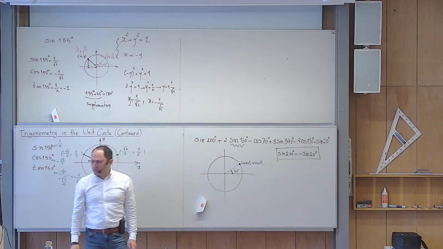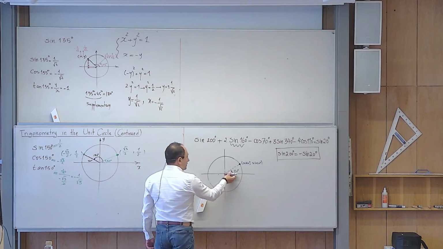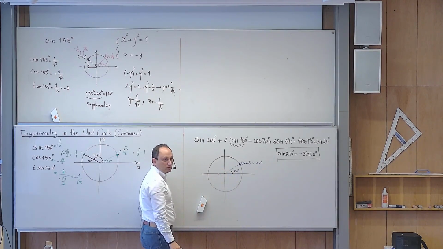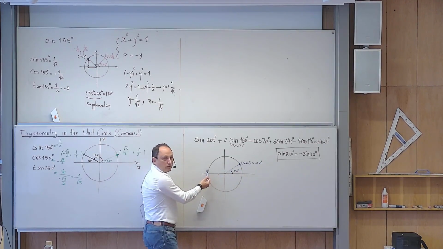Okay, so the next angle is 160 degrees. So what should we do? I need to find 160 degrees. Where do you think I will end up for 160 degrees? Do you agree with me? It will be exactly the mirror image of that point, yes?